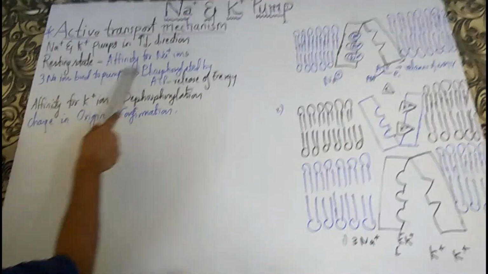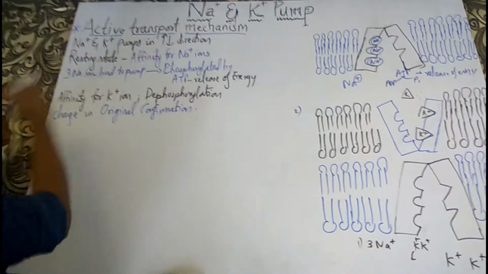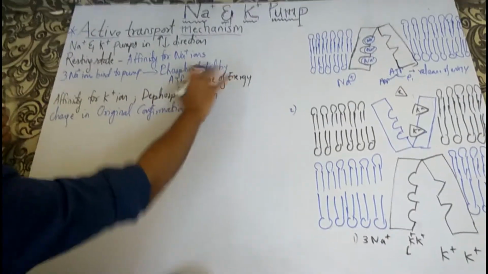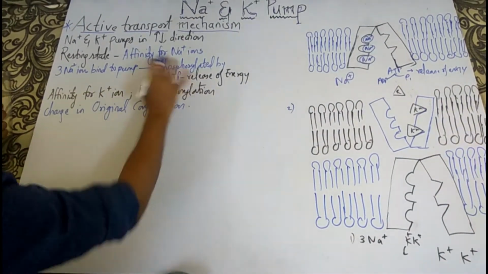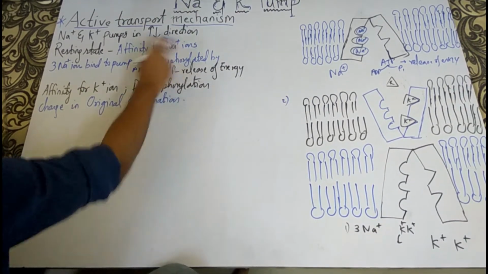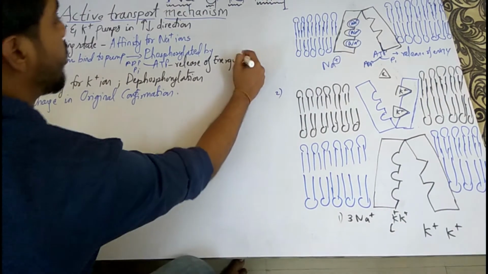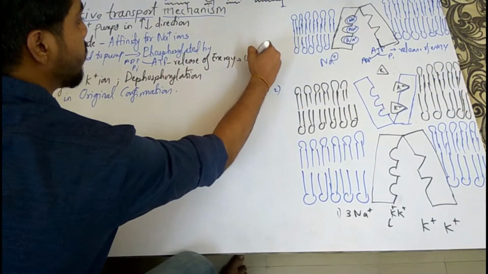At the resting state it has affinity towards the sodium ions. Then 3 Na ions bind to the pump. It is phosphorylated by the ATP. There is a hydrolysis of the ATP into ADP and phosphate. Then the phosphorylation is done. This leads to the release of a small amount of energy, which leads to the change in protein conformation.